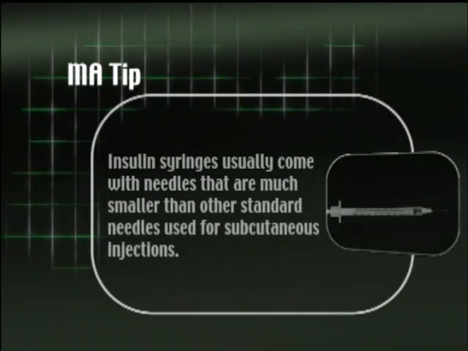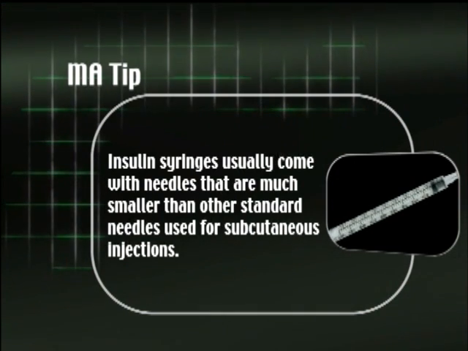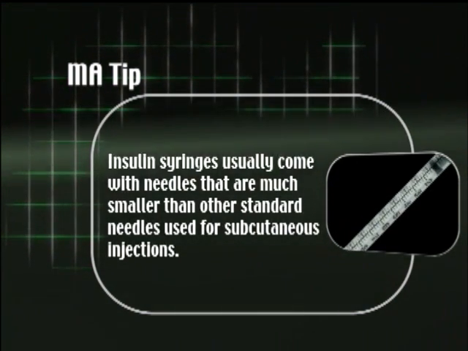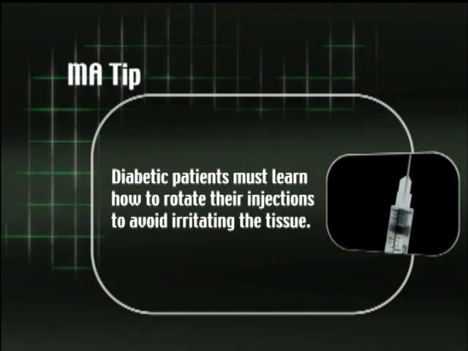MA tip. Insulin syringes usually come with needles that are much smaller than other standard needles used for subcutaneous injections. Diabetic patients must learn how to rotate their injections to avoid irritating the tissue.